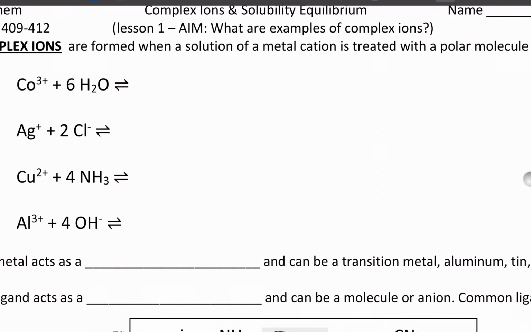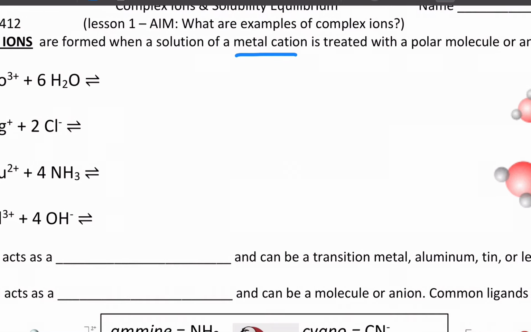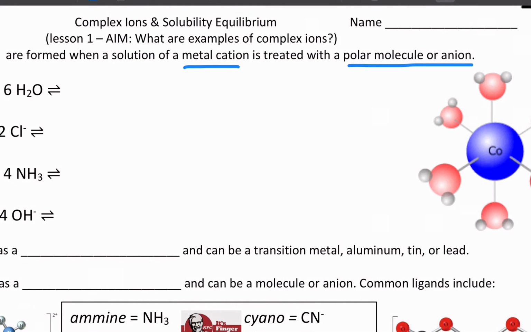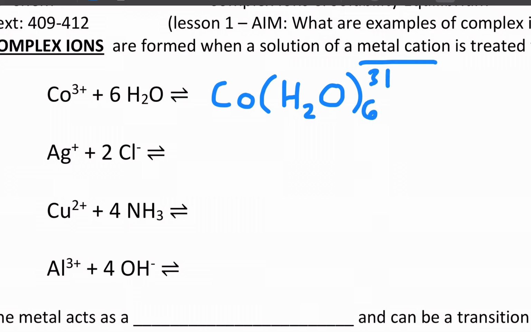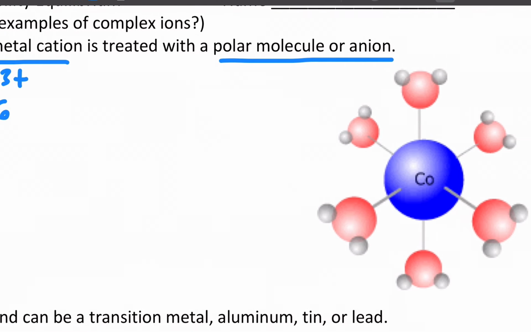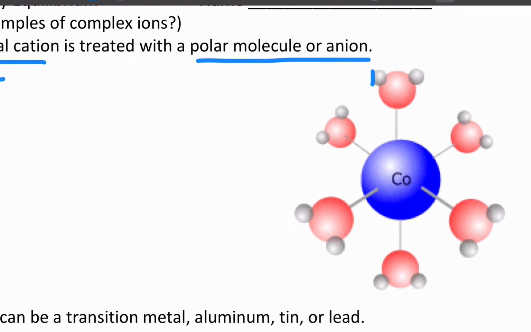A complex ion is formed when a metal cation is treated with some kind of polar molecule or anion. For example, the cobalt ion can combine with 6 water molecules and form a complex where the cobalt is covalently bonded in what's called a coordinate covalent bond to, in this case, 6 water molecules. The water molecules are neutral, so the cobalt's 3+ charge is maintained in the formula at the end. And here's a picture of what you could imagine it looking like, where these are water molecules surrounding the cobalt.